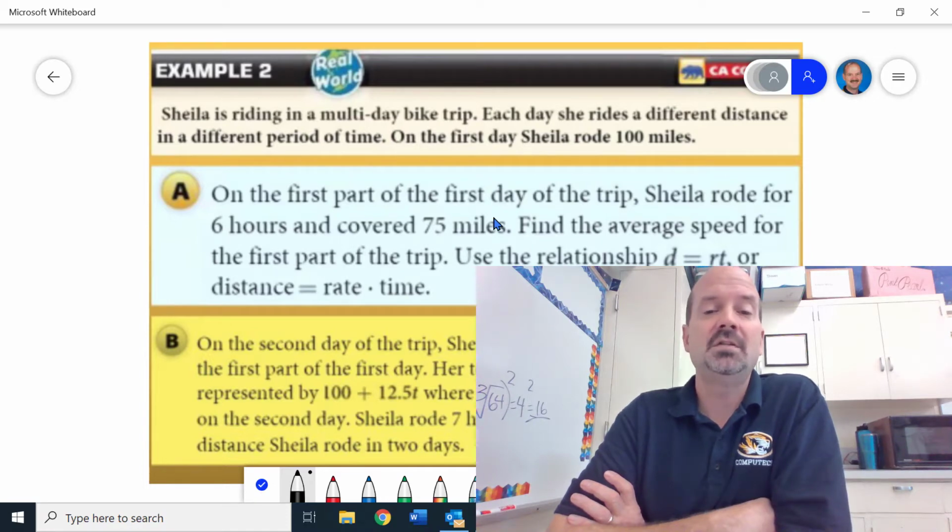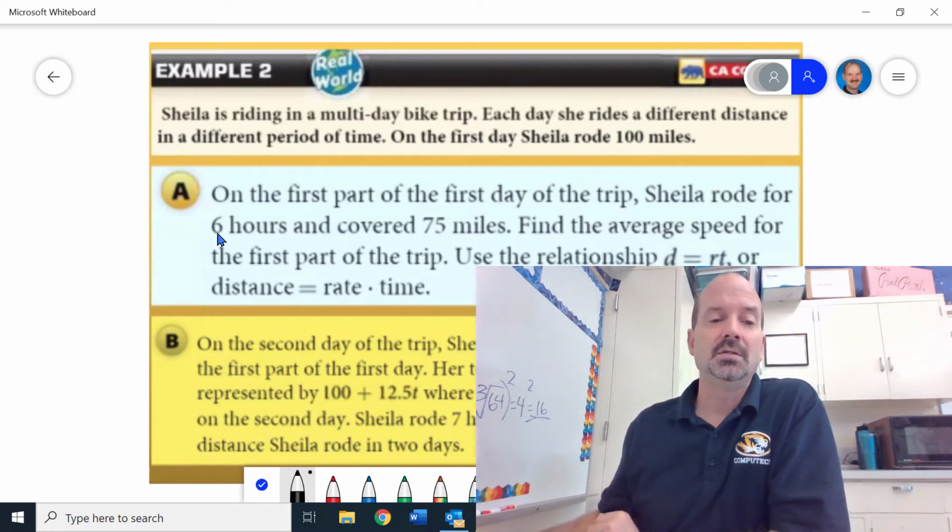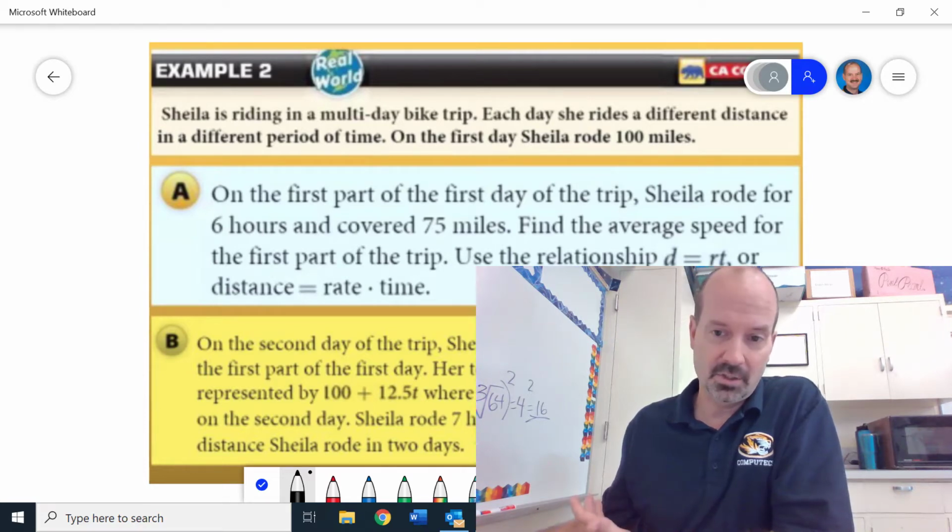for 6 hours and covered 75 miles. So 6 hours, 75 miles. Find the average speed for the first part of the trip. Use the relation dirt. That's what I call it. D equals RT. It looks like dirt to me if you put a little I in here. Or distance equals rate times time.